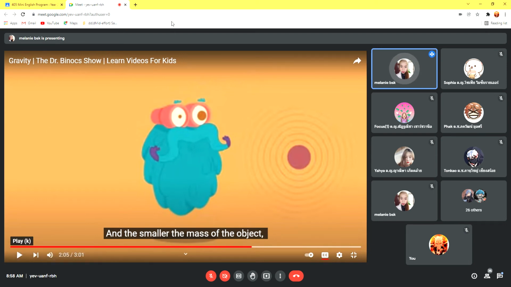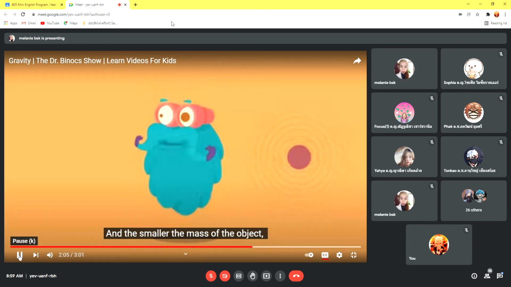So if you're going to have an apple and a paper, which falls down easily or faster? The apple or the paper? The apple, okay, because the apple is heavier than the paper. Well, if I have a chair and a notebook, which one will fall down faster to the ground? The chair. Okay. And the smaller the mass of the object, the less will be the gravity.